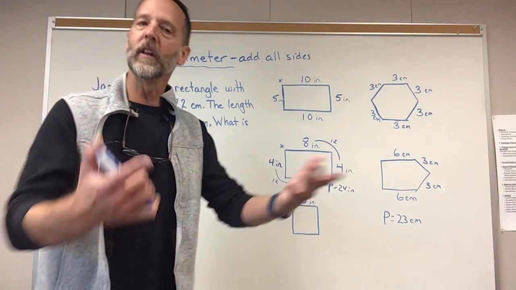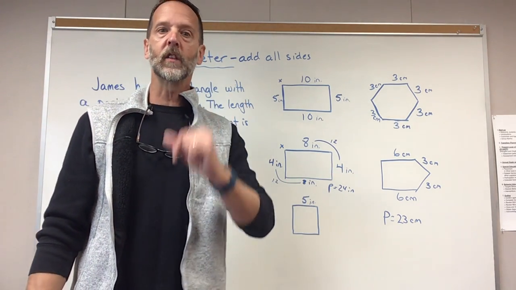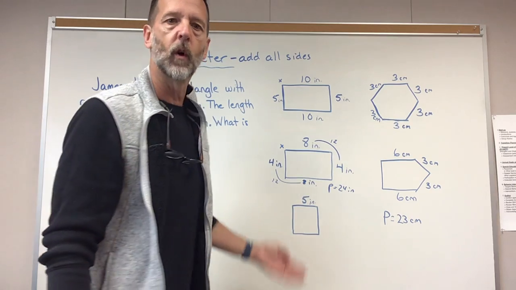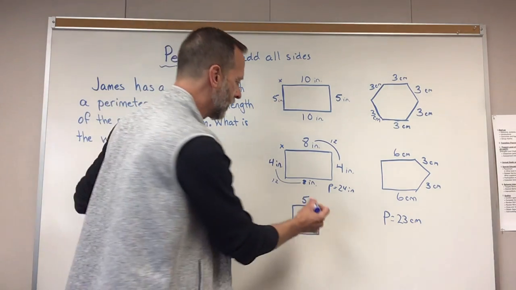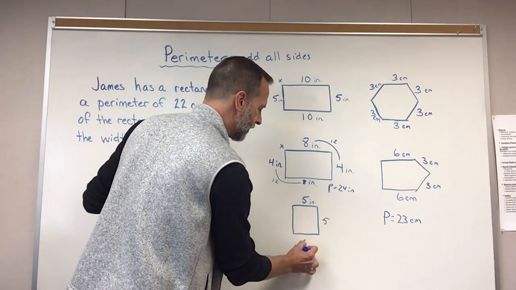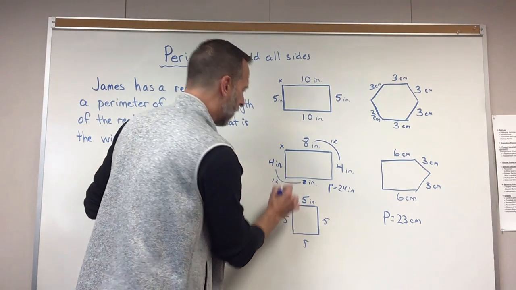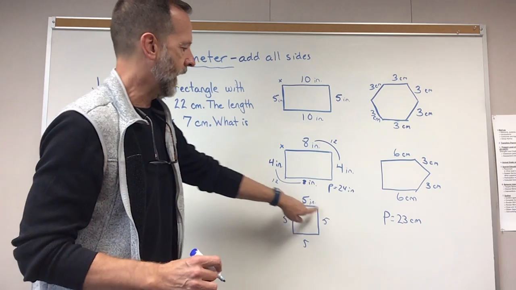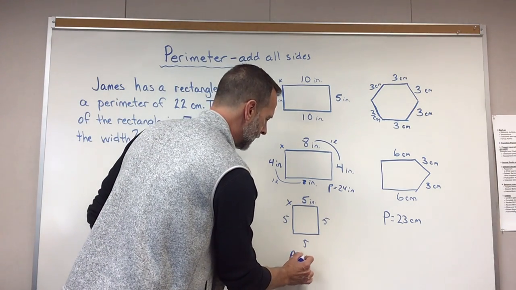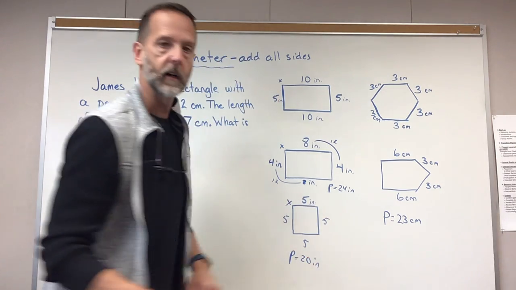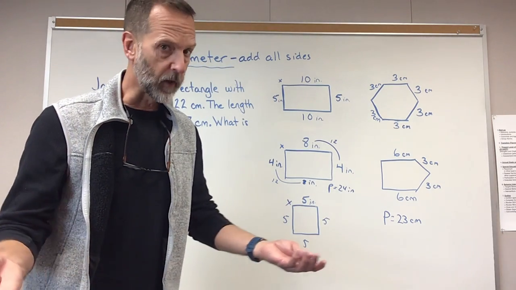What do you know about squares? All of the sides of a square are equal. So if I know one side, I know every side. If this side is 5, all of the sides are 5. We're going to mark a corner and start there. 5, 10, 15, 20. This would have a perimeter of 20, and it's inches right here, 20 inches. Okay, simple enough so far?